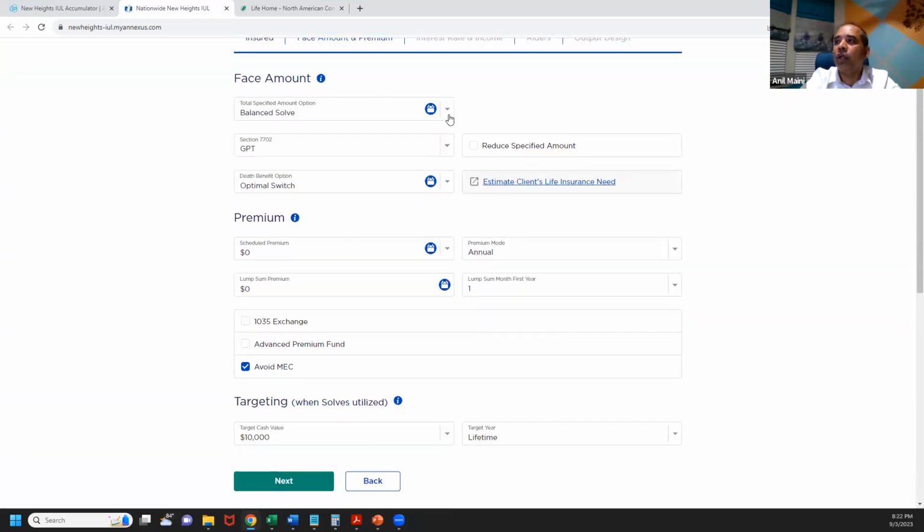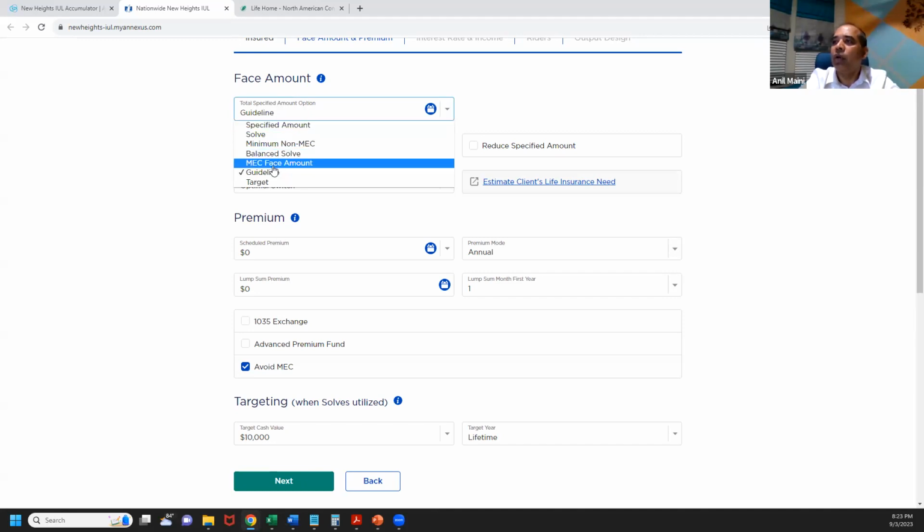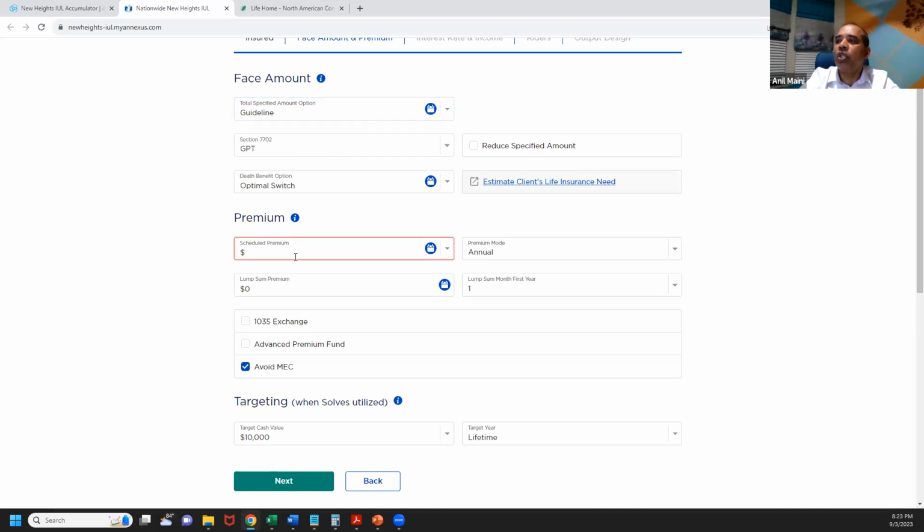So we will now solve for guideline level premium. Or we can solve for max face amount. Let me solve for guideline. Last time I did it with that. Okay, we will play around with this. Now we will do the premium. Recommended is the balanced one. That's what they always say. Okay, let's see the balanced one first. Okay, balance solve.